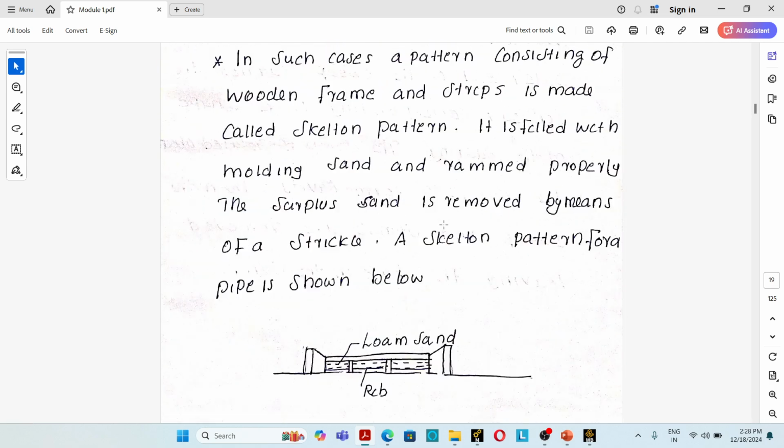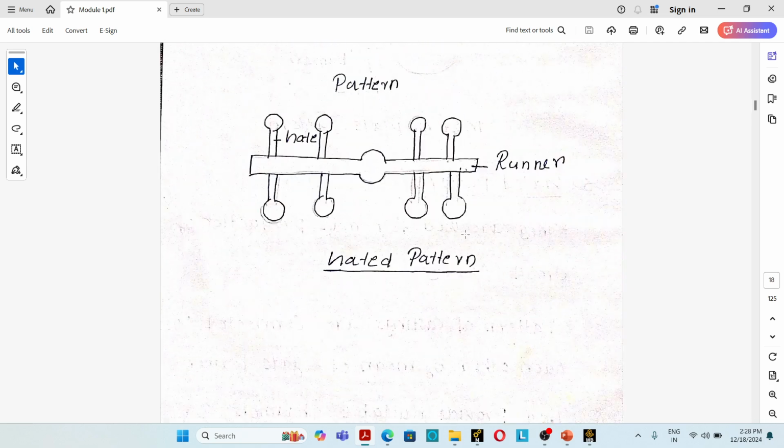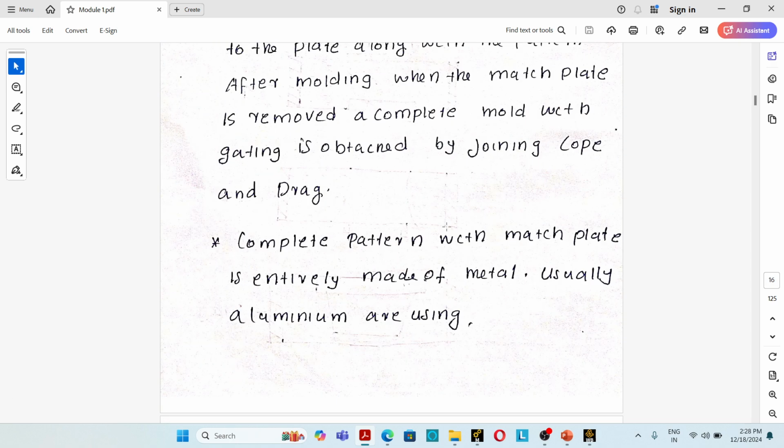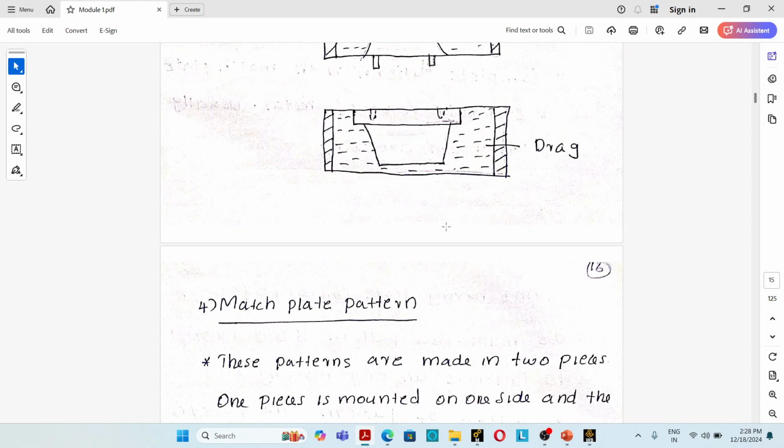Suppose you are asked a 10-mark question. You have to explain 10 types of patterns. Each carries 1 mark. So you have to write 2 or 3 points and draw the figure for each pattern.